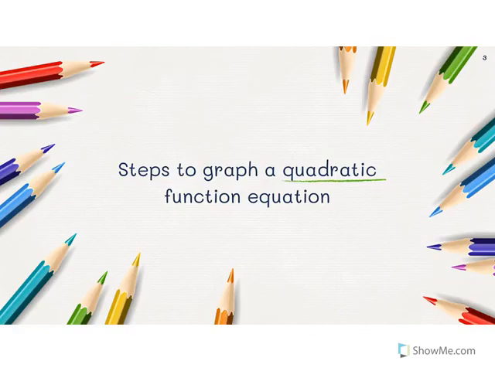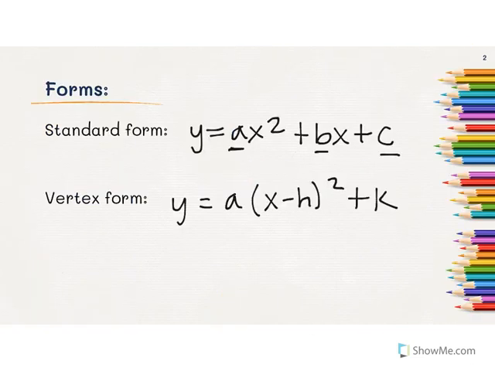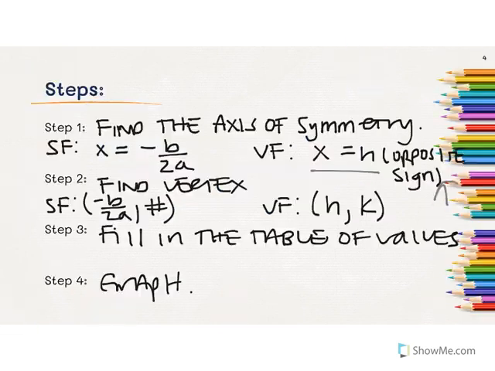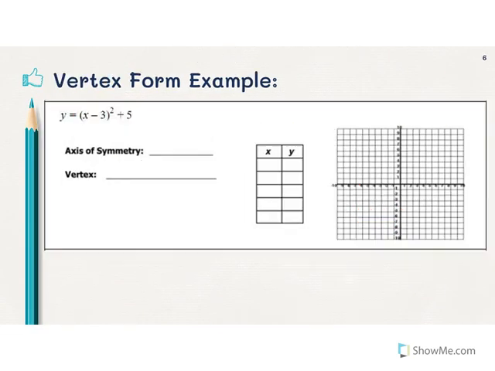Oh, and also in vertex form, your x was equal to h right there. The reason why it's opposite is because of that negative symbol, and that's why we're using the opposite sign in our vertex form. So if we look here, this is where our h would be. It's a negative 3, so it's actually going to be a positive 3 for our axis of symmetry.